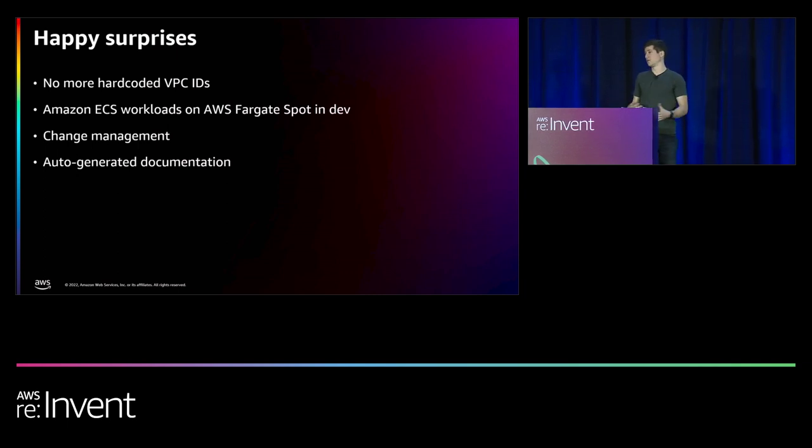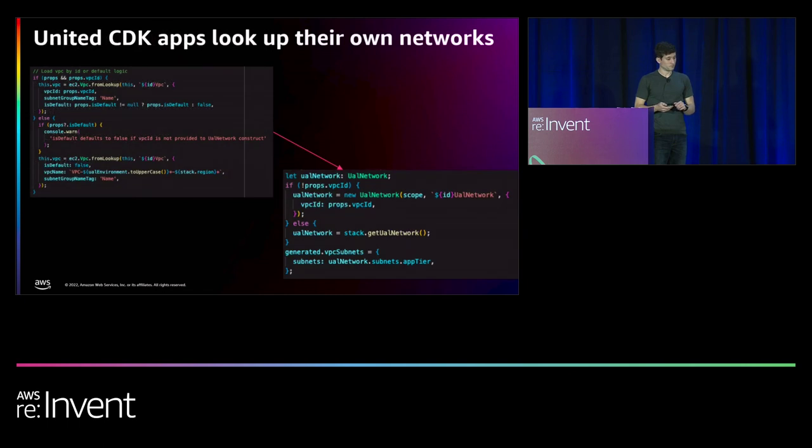So we're producing a class library. Those are often versioned. Ours is versioned and follows semantic versioning. So you know when there's a new version available and what's changing. And we have auto-generated documentation.